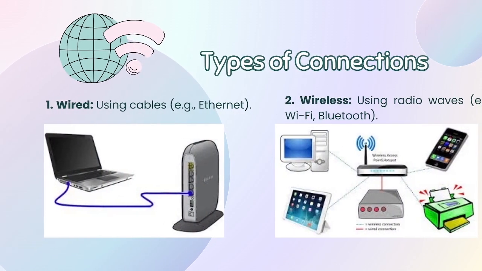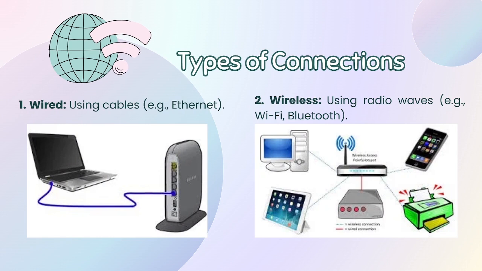Types of connection. This is the transmission channel where data signal passes through. We have wired channel. This uses cables to transmit information. Example, Ethernet. The second one is wireless. This uses radio waves for the transmission of data signals. Example, Wi-Fi or Bluetooth.